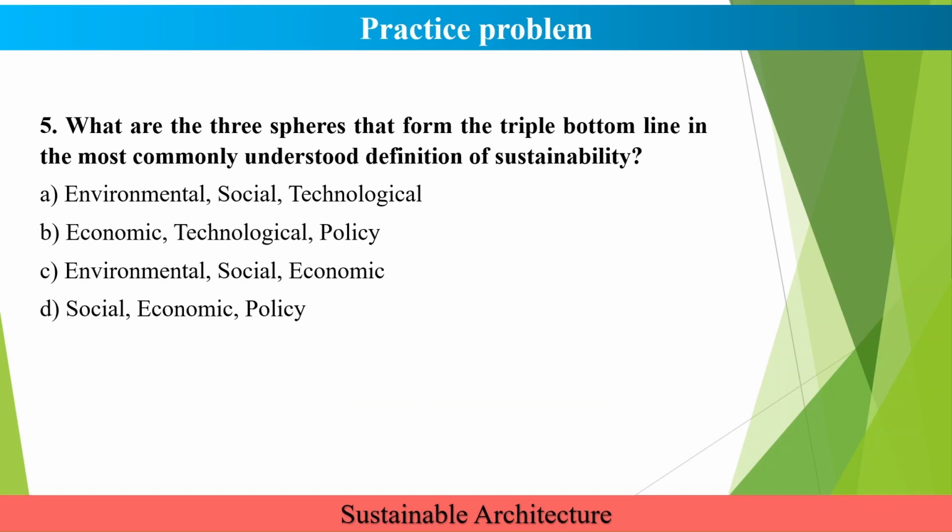This is question fifth. What are the three spheres that form the triple bottom line in the most commonly understood definition of sustainability? Sir, option C. Yeah, option C is the correct answer, and everyone is giving the answer option C. So it is clear. I think it is just the basic understanding of the sustainability definition. Through that, you can give this answer. Okay, then can we move to the next question?